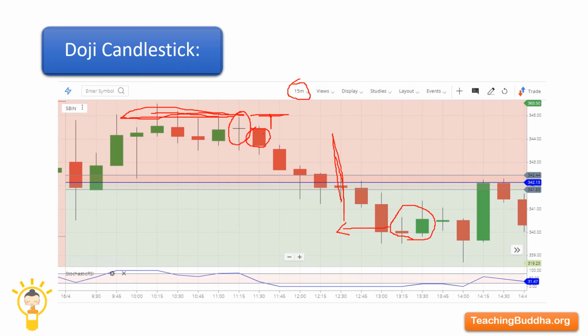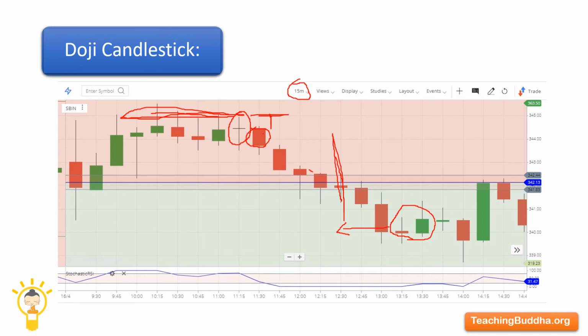But if you see here, there is a CPR in the middle. This is a narrow CPR. Narrow CPR indicates a trendy day. A CPR will also act as support and resistance. As you can see, there is a support here.